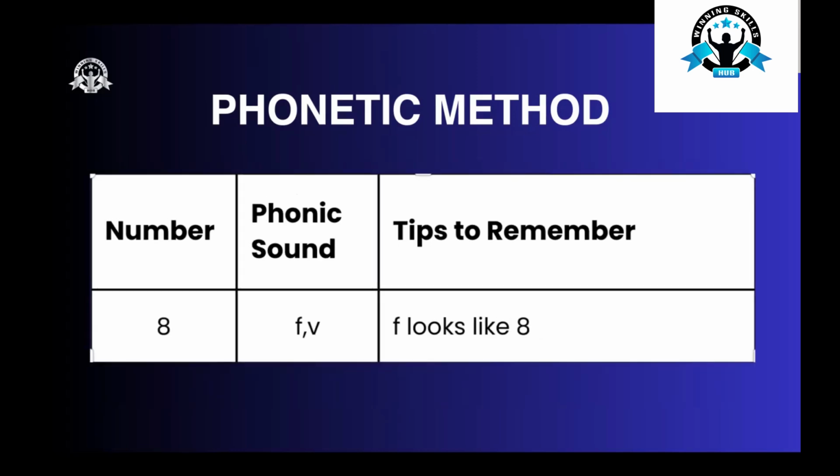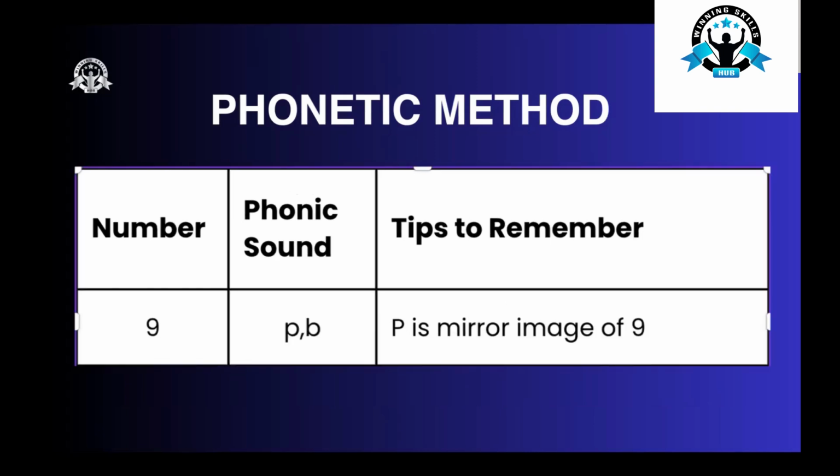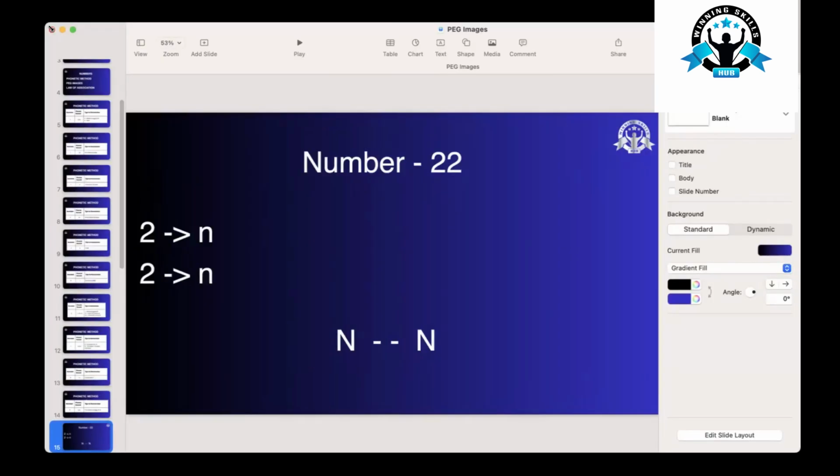For the phonic sound F or V, we are using number 8 because F looks like 8. For number 9, we will build peg images with the help of phonic sounds like P or B. P is the mirror image of 9. Basically, we use B for remembering 9. Here we will see some numbers.